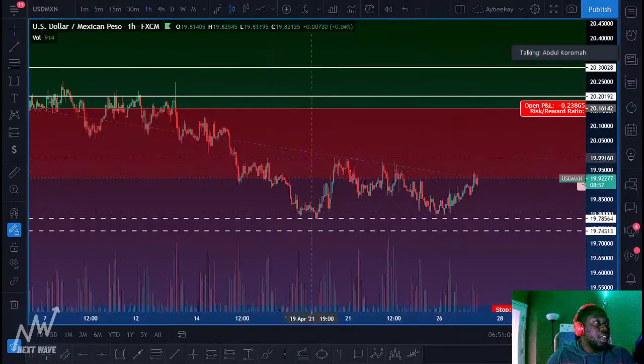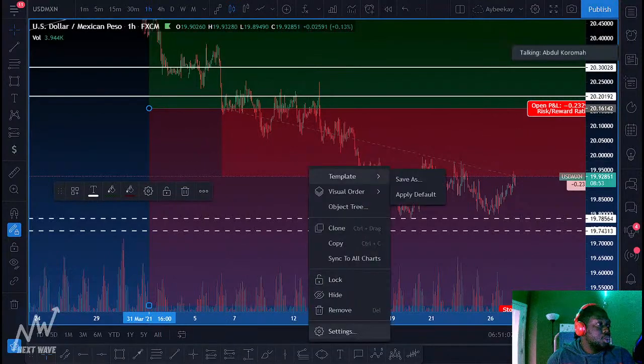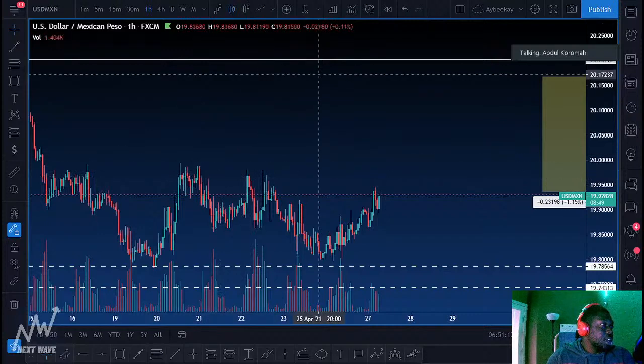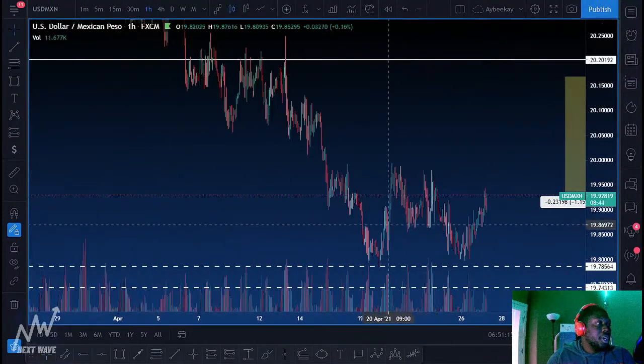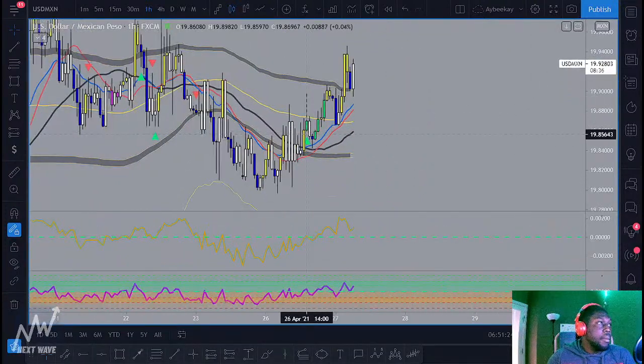USDMXN has been ranging. I'm still holding this swing. I don't have any intraday opportunities, to be quite honest with anybody, because I don't like how it looks. If price does break out to the upside, I'd look for a retracement and a continuation. Otherwise, I'm not really interested in any intraday opportunities on USDMXN. Although it did call for a buy yesterday, if I'm not mistaken.